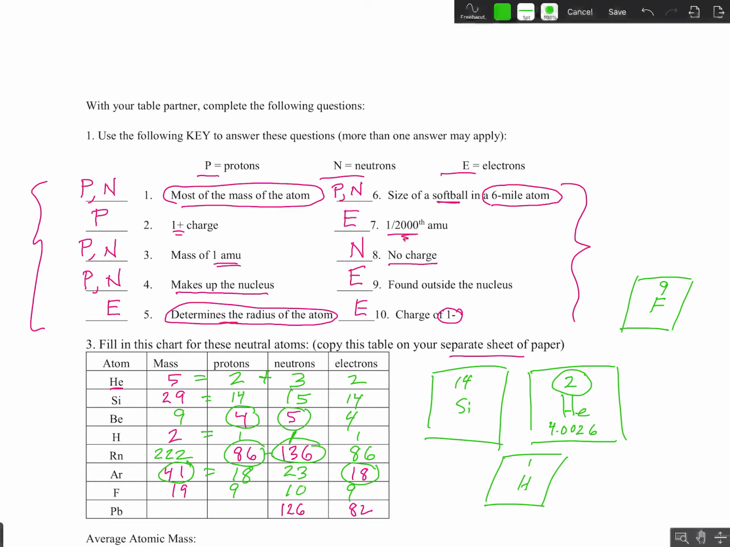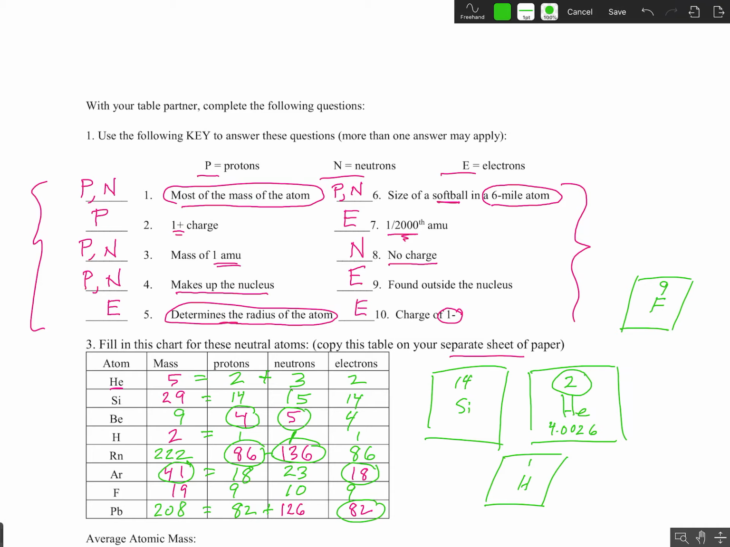And finally, the last one here, lead, let's see, it has 82 electrons, so let's go ahead and put 82 protons down. And so the mass number will be the sum of 82 and 126. That gives us 208.